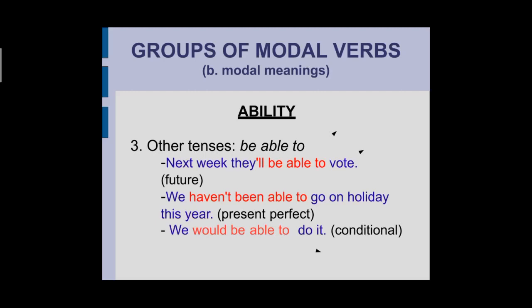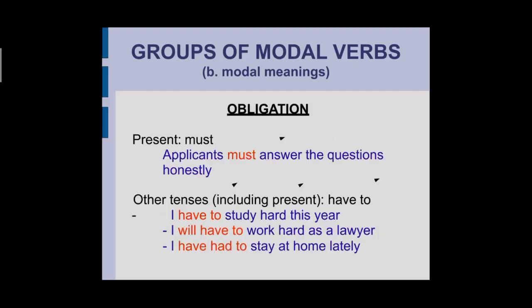जब फ्यूचर में वो, next week also is future, but still it's not that far. So what we are saying is next week they'll be able to vote. That means next week जब वो 18 क्रॉस करेंगे और whatever the legal age is उसके साथ वो वोट कर सकते हैं. We haven't been able to go on holiday this year. Ability यहाँ पे क्या हुआ? Haven't been able to. That means हम नहीं जा सके. Third one, would be able to do it. We would be able to do it. That means हम ये कर सकते हैं. Again showing ability.